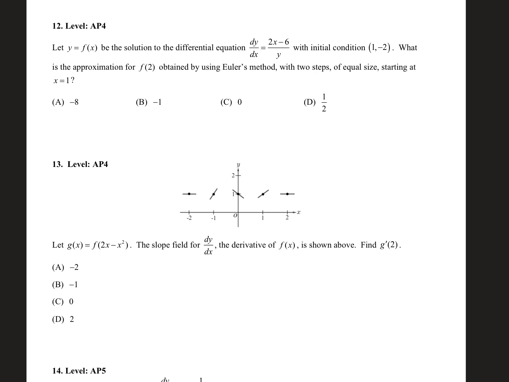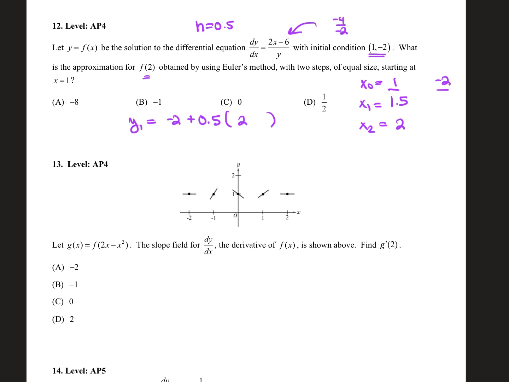So we have another Euler's method. They give us our initial condition here, and they want us to find f of 2. Remember, Euler's method is always 2 steps. My initial condition is (1, negative 2). We want to find 2, so this time our step size is positive. So y1 is equal to y0 plus the step size. And this time we're plugging (1, negative 2) into the differential equation. So this would be negative 4 divided by negative 2, or 2. So our next step is negative 1.